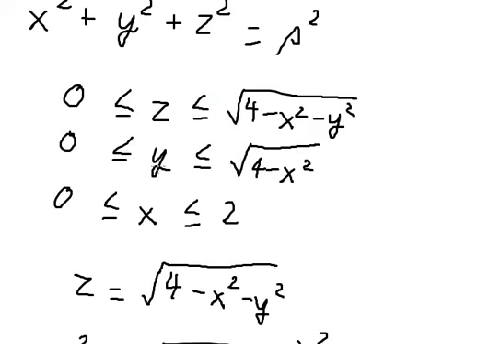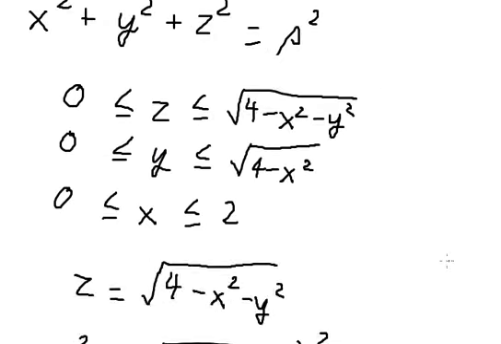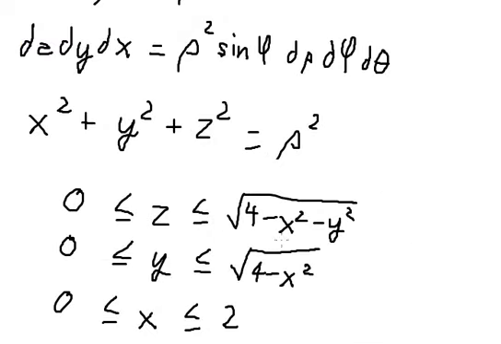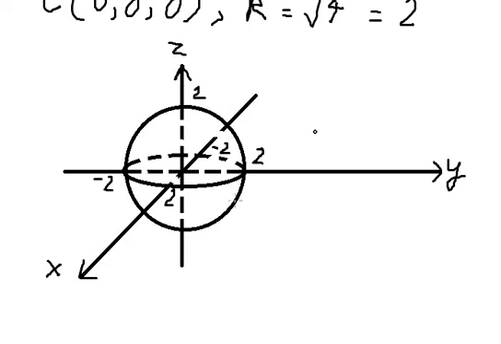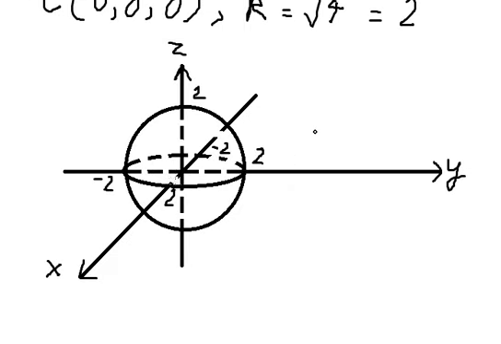Next, y is greater than 0. Here is y, and smaller than the square root of 4 minus x square. So this is for y in this curve in here. And the last one, x from 0 to 2, should be this one in here. So let's just concentrate on this one.